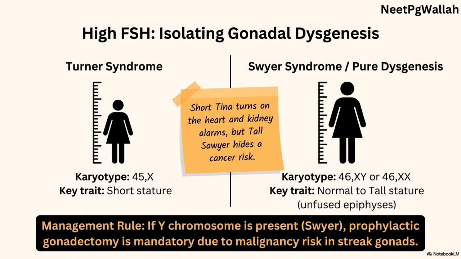Why is this phrase absolutely crucial? Because finding a Y chromosome in a patient with dysgenetic gonads, like our tall Swyer with Swyer syndrome, means a prophylactic gonadectomy is totally mandatory. You have to surgically remove those streak gonads because they carry a massive risk of turning malignant.